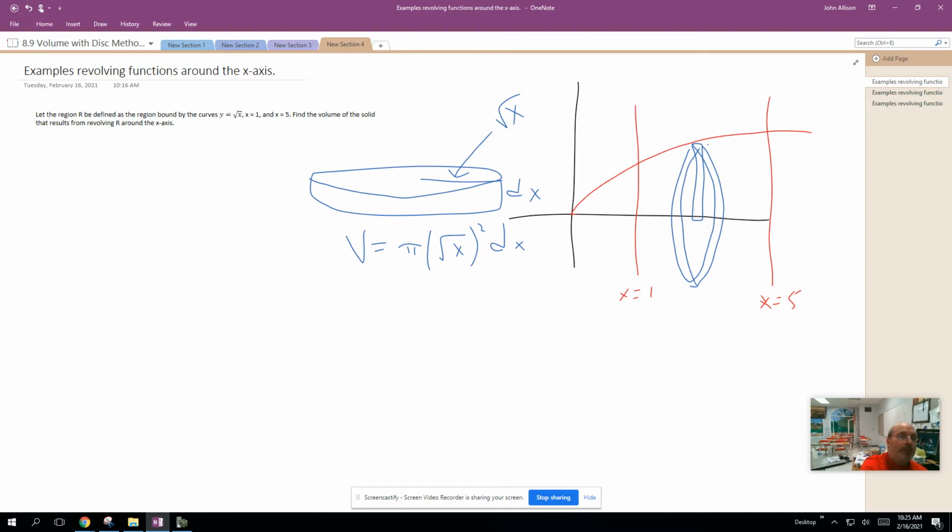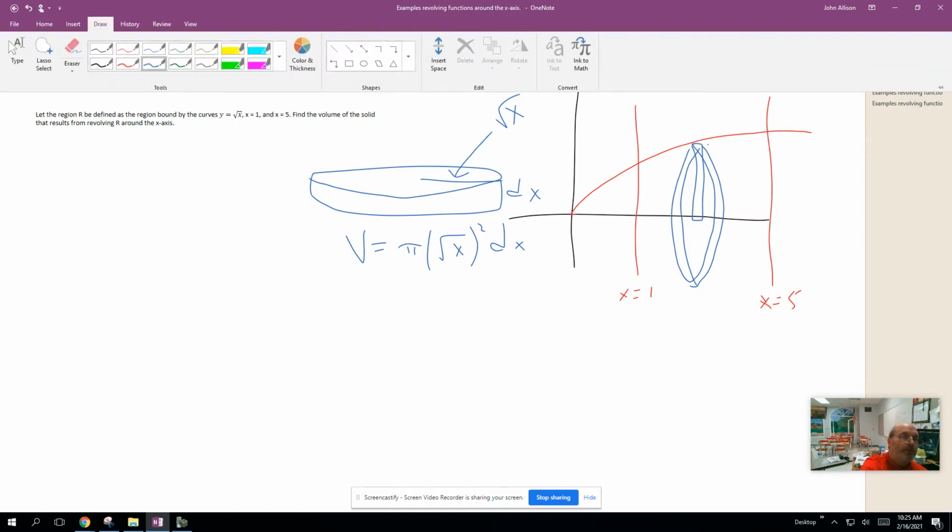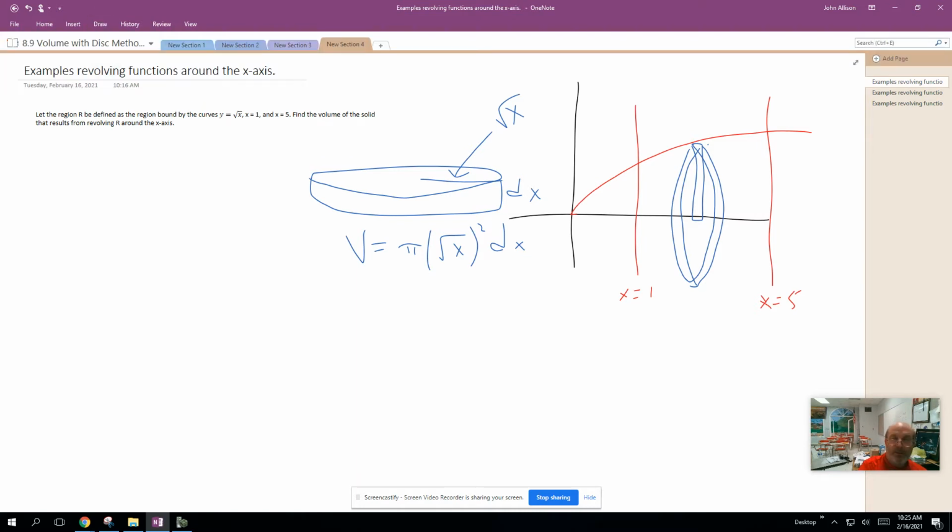So next, we're going to set up the integral. We're going to integrate all of these, and we're going to go from x equals 1 to 5, because that's the region we're concerned with. So our limits of integration are 1 to 5. We're going to pull the pi outside because it's a constant multiple. Square root of x squared is just x, and then times dx. It's a nice, pretty easy integral to integrate.